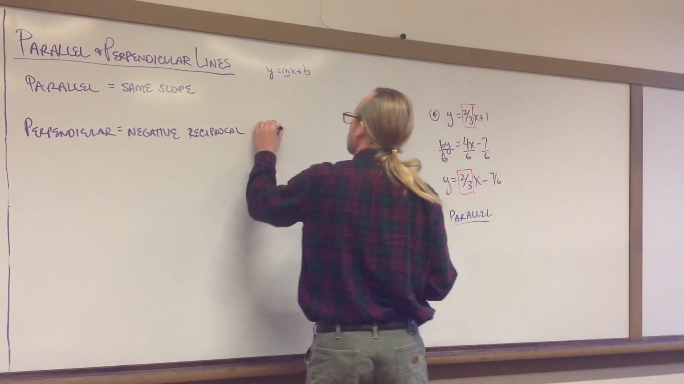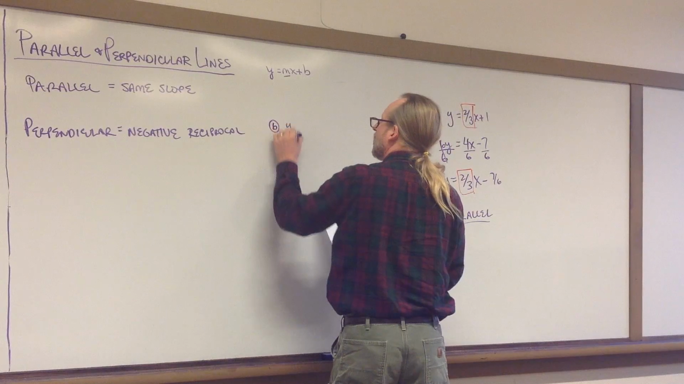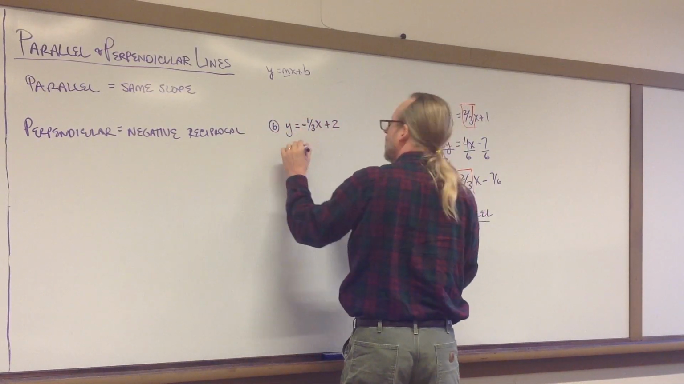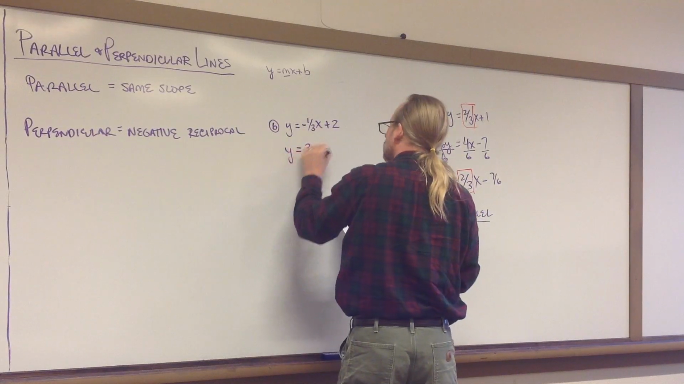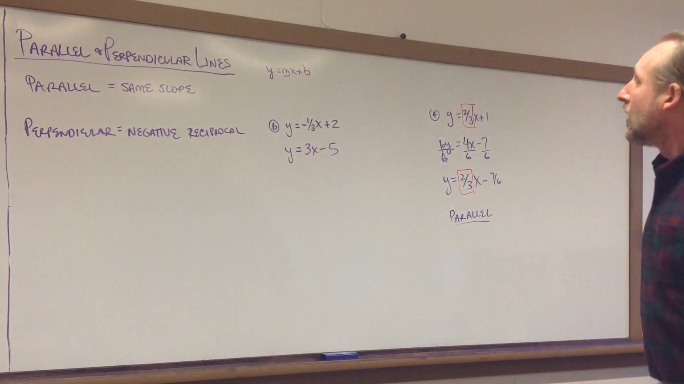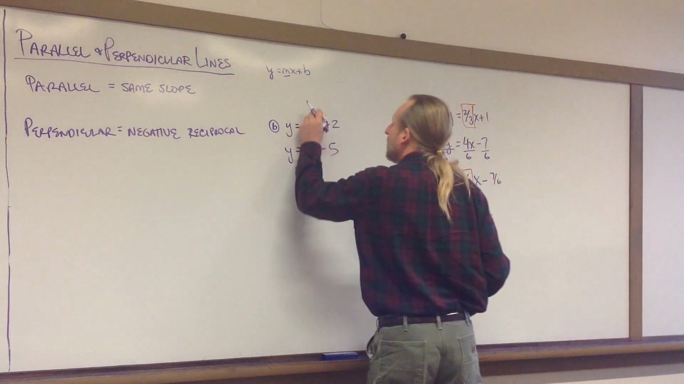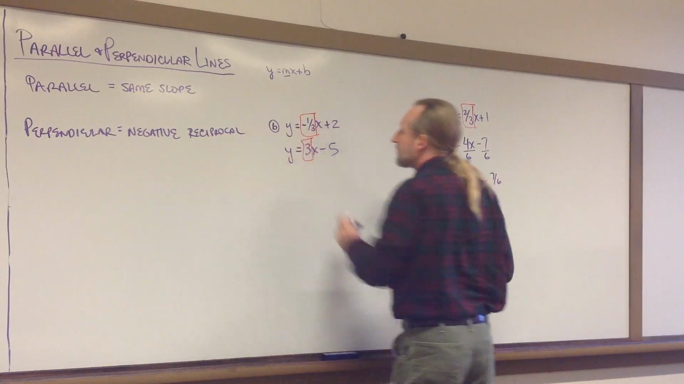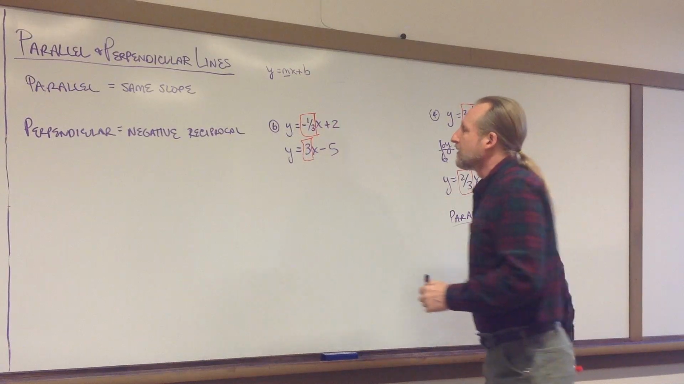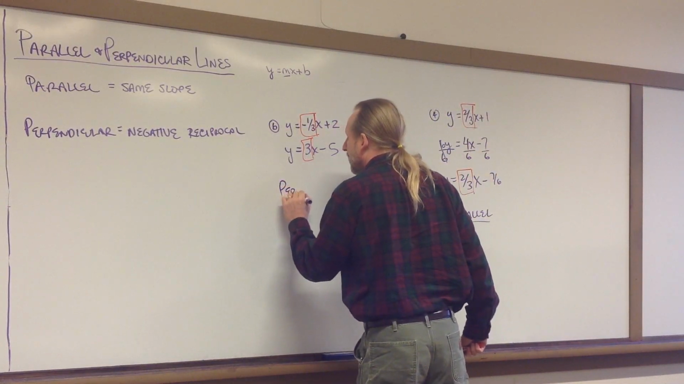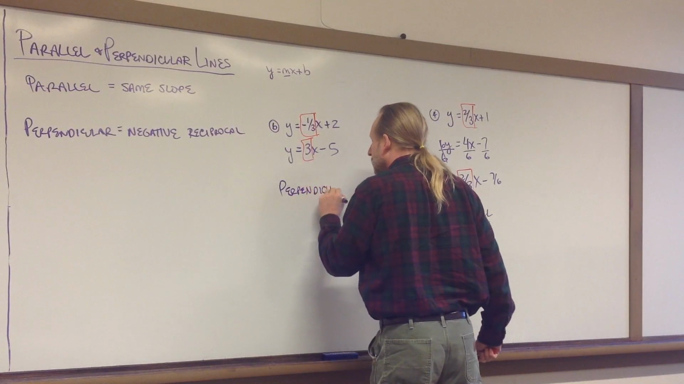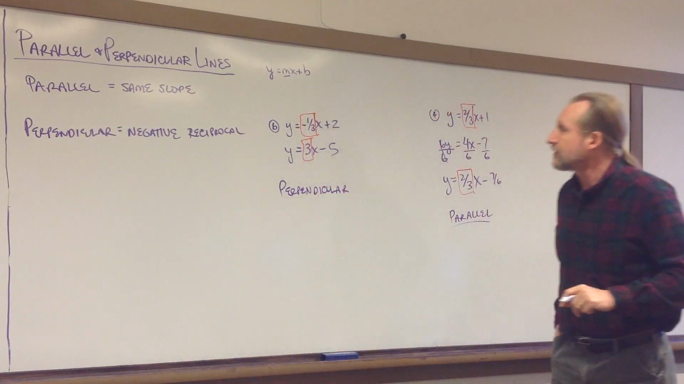Problem 6. We've got y equals negative 1/3 x plus 2, and y equals 3x minus 5. Well, these are both in slope-intercept form, so there's not a whole lot to do except to examine the slopes here. You can see one slope is a positive 3, the other slope is a negative 1/3. Those are negative reciprocals of each other, and so these lines should be perpendicular to each other.